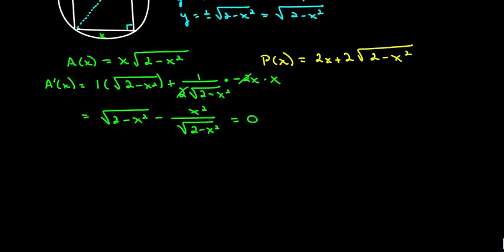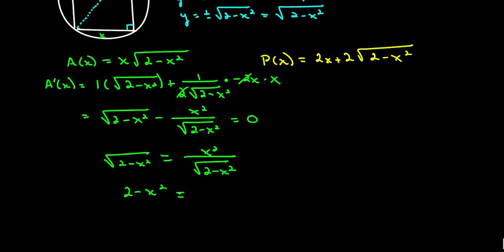So this means that the square root of 2 minus x squared times the square root of 2 minus, well, I'll write it like this. This should be equal to this. If I move this piece over, I get this. Now if I multiply both sides by this denominator, I get 2 minus x squared.